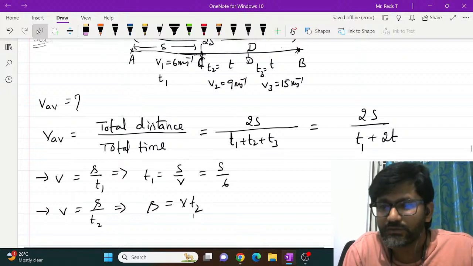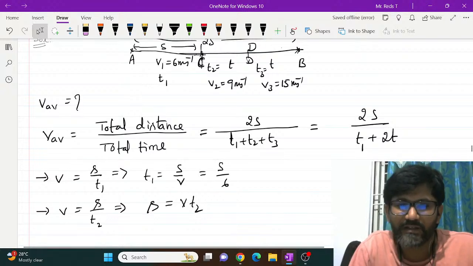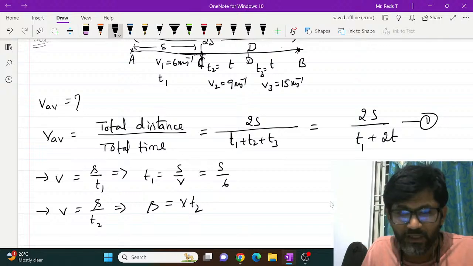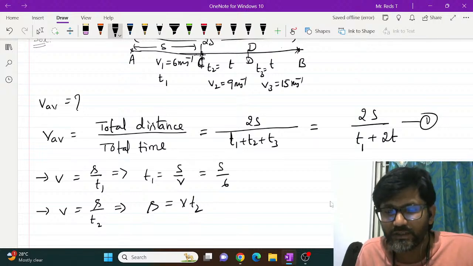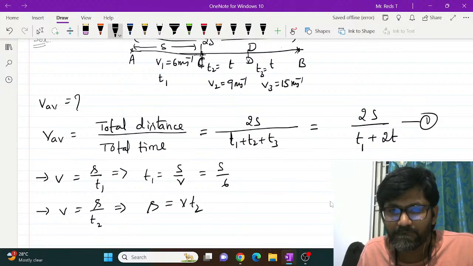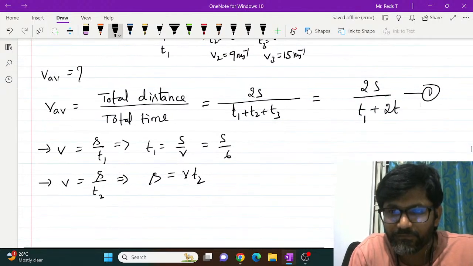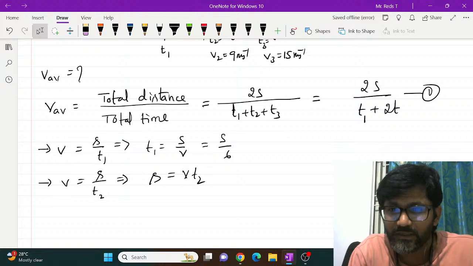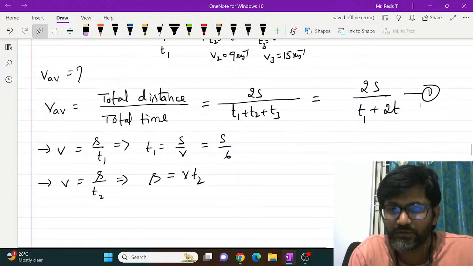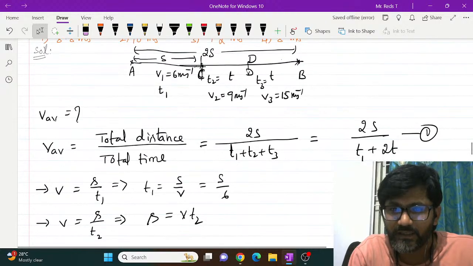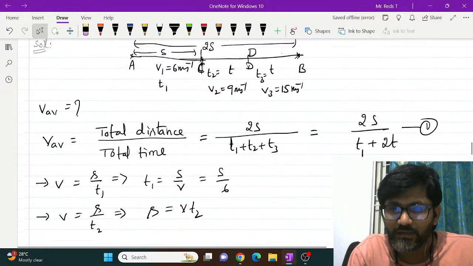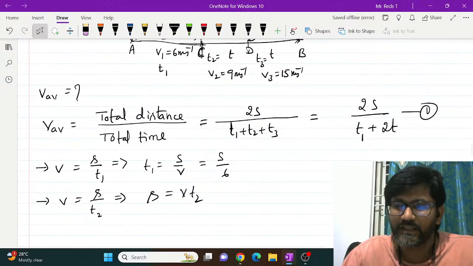So here, how to work this out: as we know, average speed, you can take it as equation 1, is total distance by total time, 2S by T1 plus 2T. Here T1 is S by 6, but we don't know T2. The total of T1 plus T2, that is 2T, during 2T time it has traveled the remaining S distance. Okay, this we have to take a little differently.